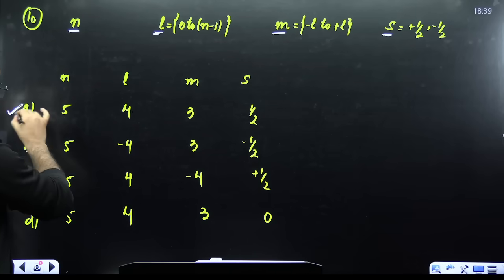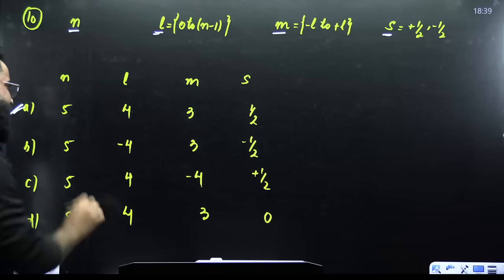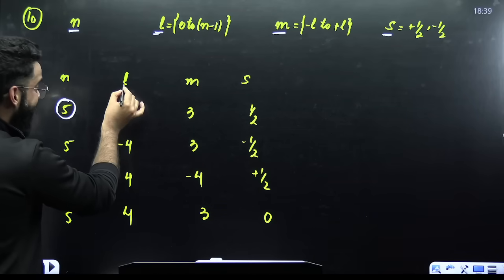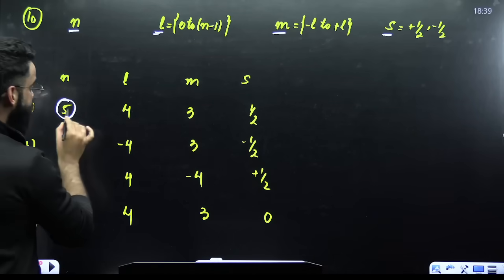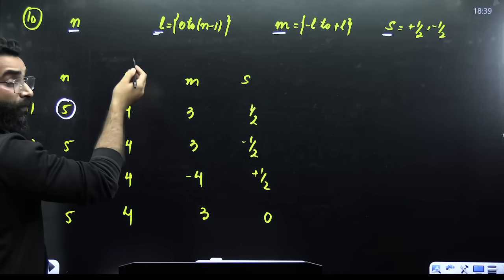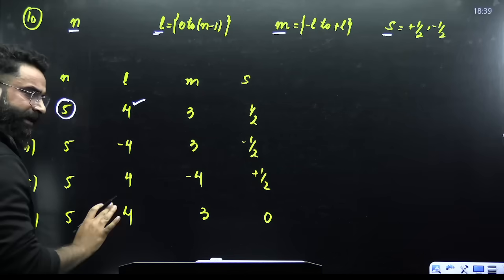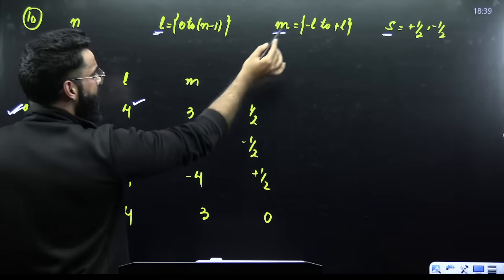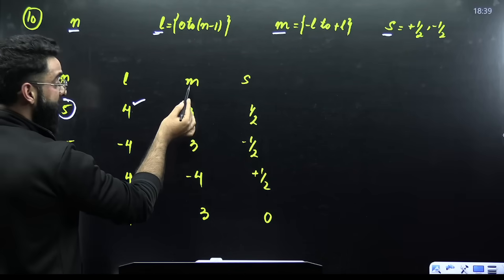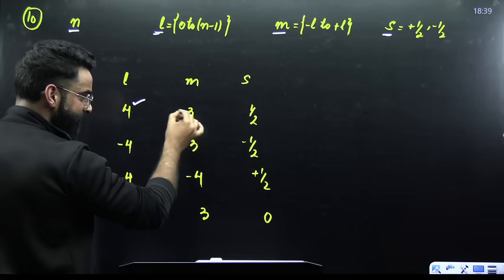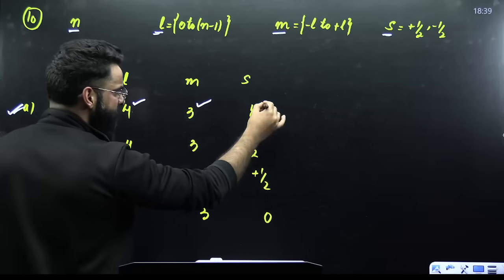Now, for example, look at the first one. Let's check whether it's correct or not. n value is 5, so the electron is present in the fifth shell. l is from 0 to n minus 1, so 0 to 5 minus 1, that means 0 to 4. It can be 0, 1, 2, 3 or 4. 4 is mentioned, correct. m is from minus l to plus l, so minus 4 to plus 4. 3 comes in between, so it's correct. s can have two values, plus 1 by 2, minus 1 by 2.